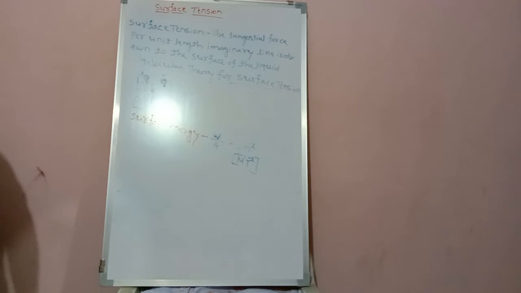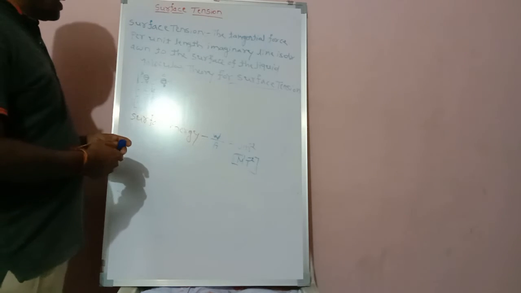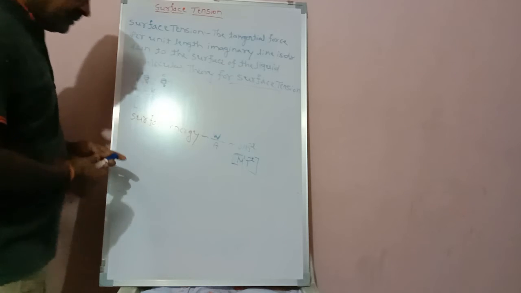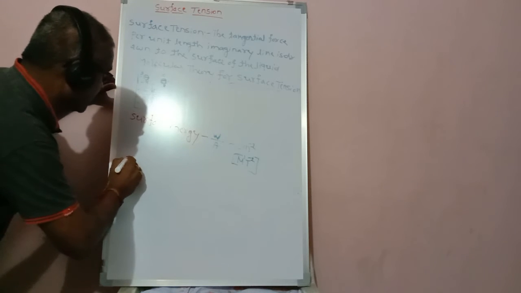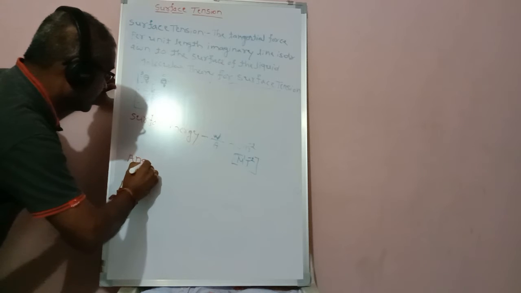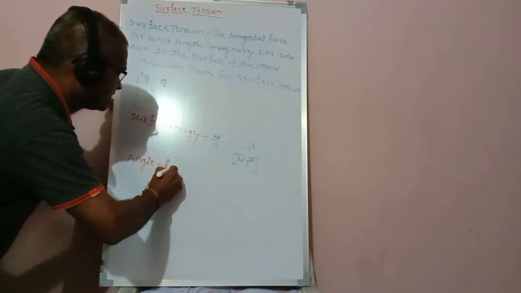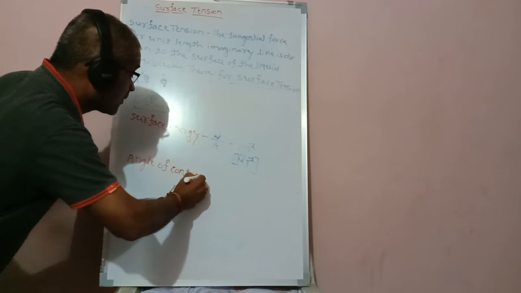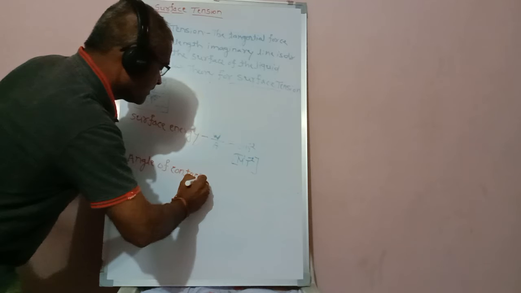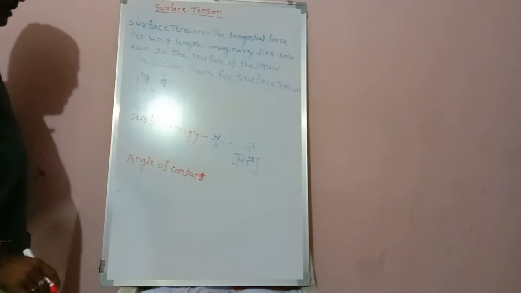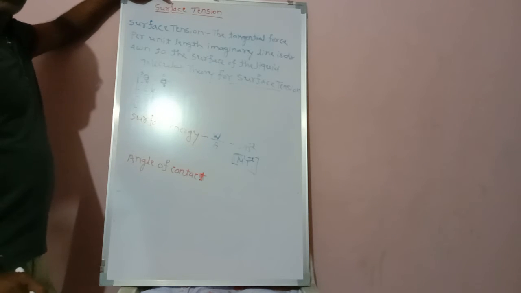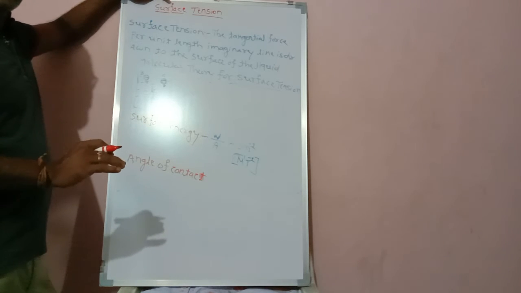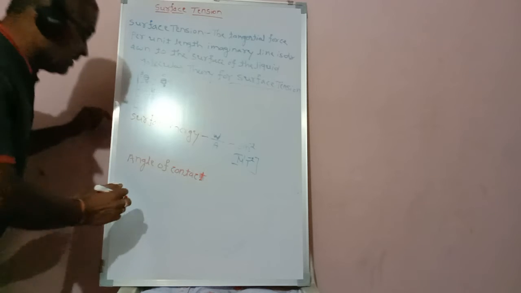And the next one is the angle of contact, when a liquid is in contact with a solid surface. When the liquid is in contact with the solid surface, then the liquid surface is a curved surface.